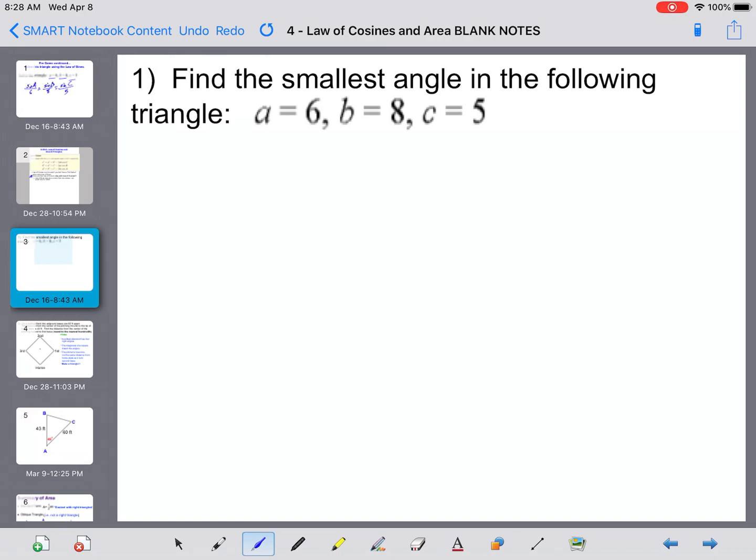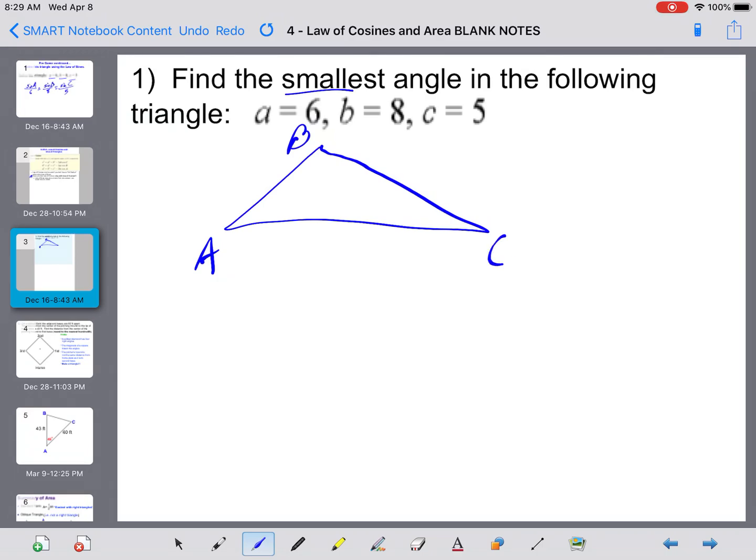Let's actually solve this triangle now. It doesn't matter which of the angles I solve for first, because I don't have any of the angles. I have side A, side B, and side C. And actually this one's not asking me to find all the angles. It's just saying find the smallest. So if you remember from Geo, this is angle A, angle B, angle C. Side A is 6, side B is 8, and side C is 5. The smallest angle will always be across from the smallest side. That's a property of triangles you learned back in Geo. So this is basically asking me to find angle C.